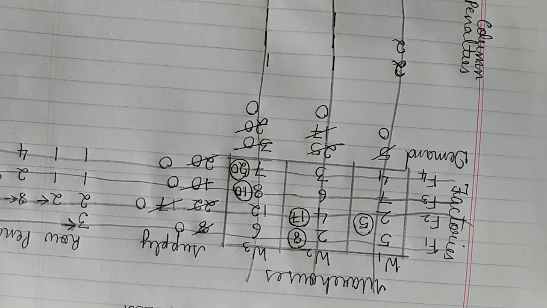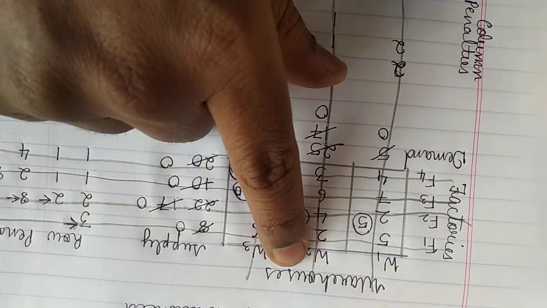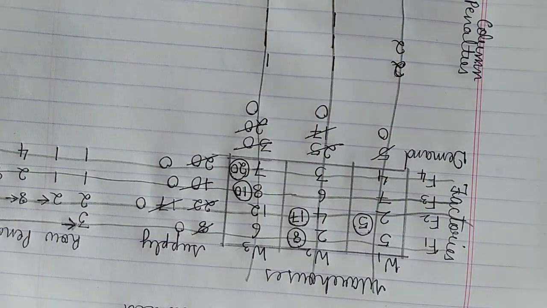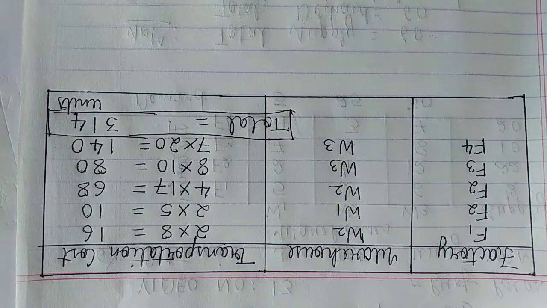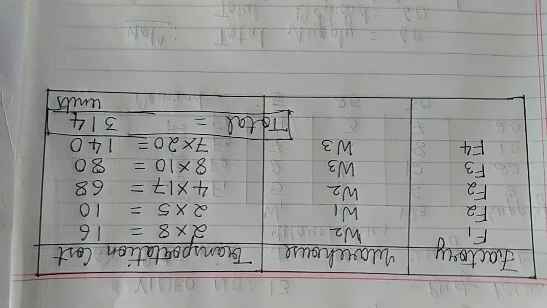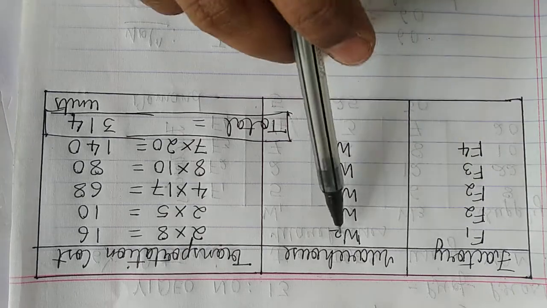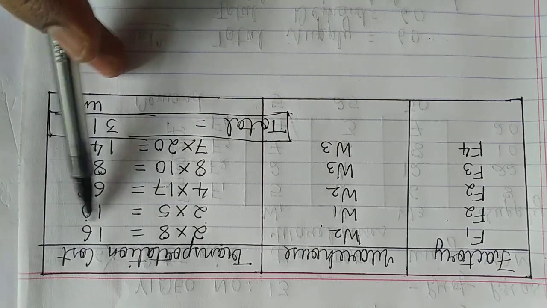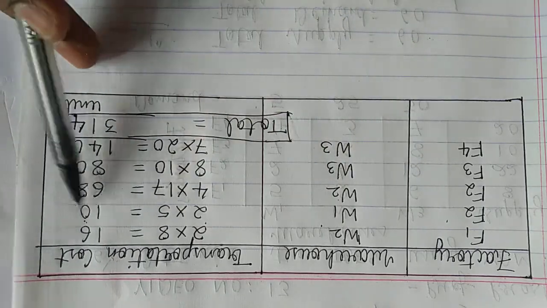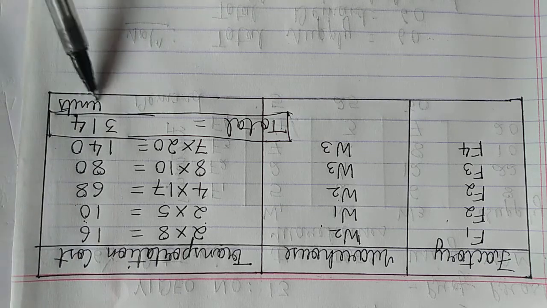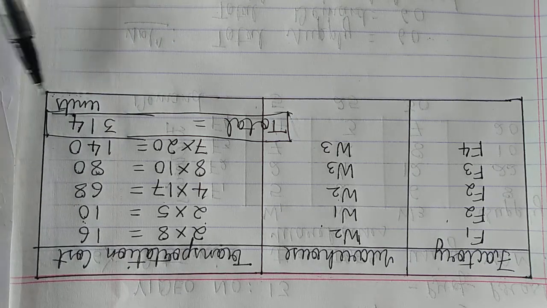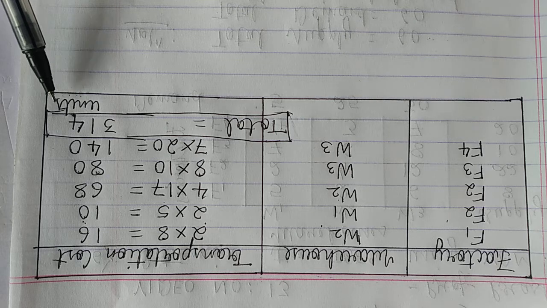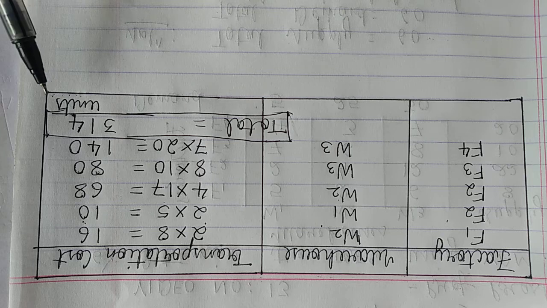Now let us go towards the table. Form a table of factories, warehouse, transportation cost and find the total transportation cost. So now I've done this table: factory, warehouse and transportation cost. F1 to W2, 2 into 8, 16. F2 to W1, 2 into 5, 10 and so on. So the total is coming up to 314 units. So the IBFS, that is initial basic feasible solution, using this is 314 units. Check your answer and tell me if you're getting the same thing.